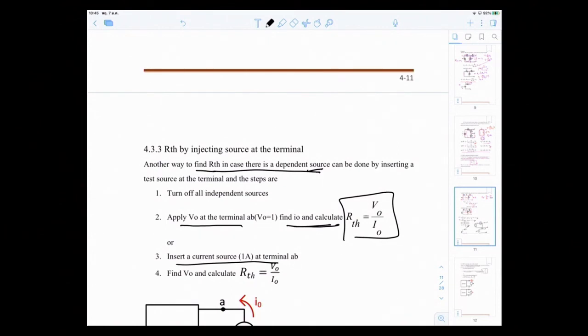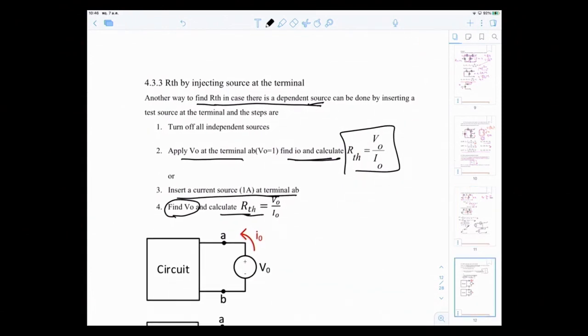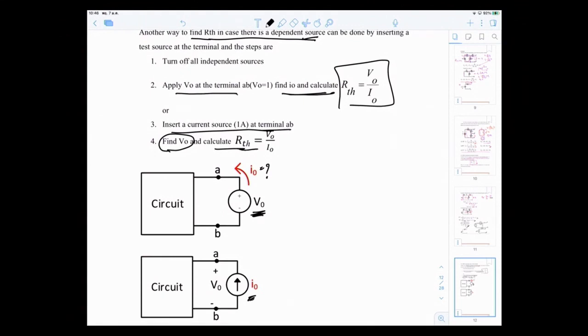Another one is you can insert a current source, for example 1 amp at the terminal, and then you have to find V out. So you calculate RTH, R Thevenin, from V out over I out. If you insert a test voltage V out, you have to find I out. If you insert the current source I out, you have to find this V out. So this is the case.